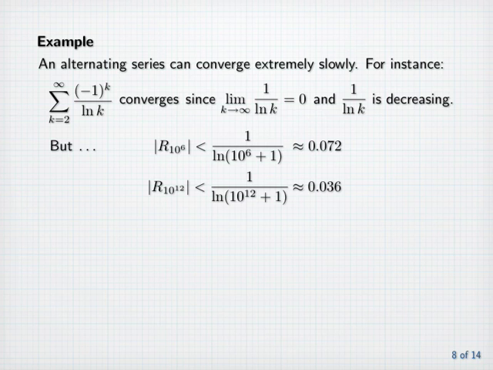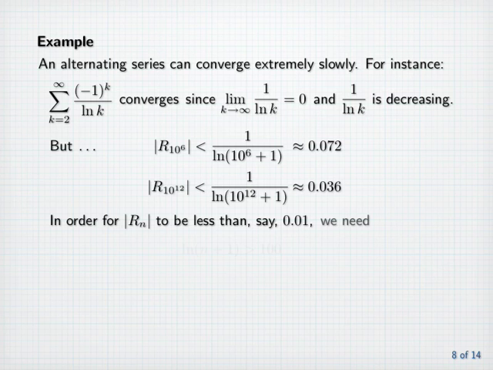And in order for the absolute value of r sub n to be less than, say, 0.01, we need to have the natural log of n plus 1 greater than 100, which is equivalent to n plus 1 greater than e to the 100th power, which is roughly 3 times 10 to the 43rd power.